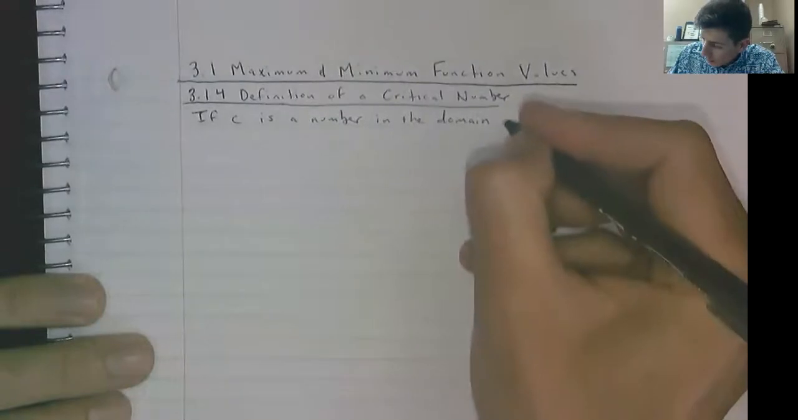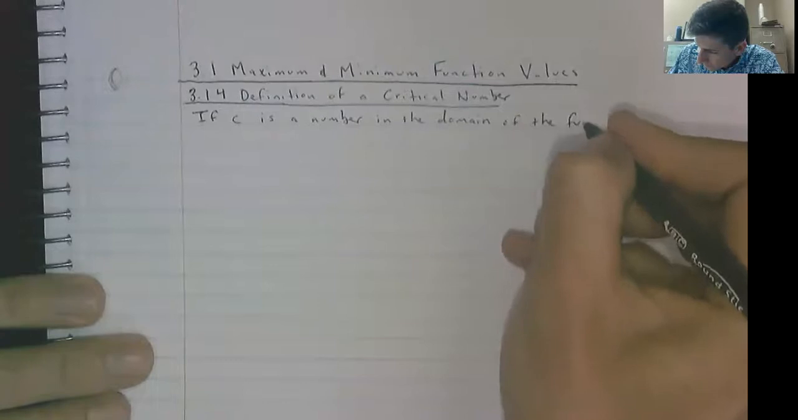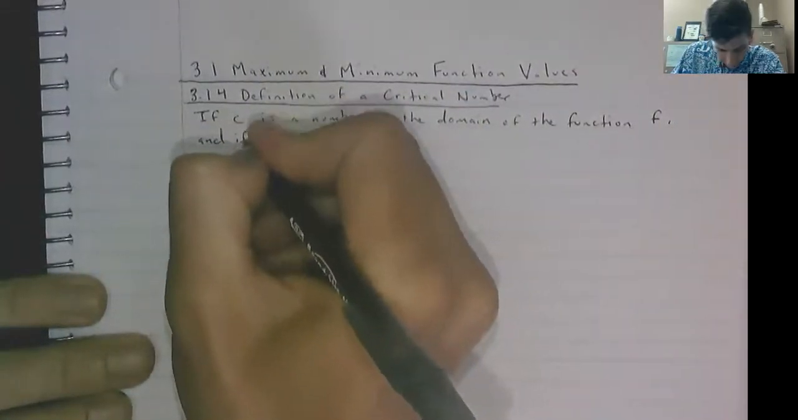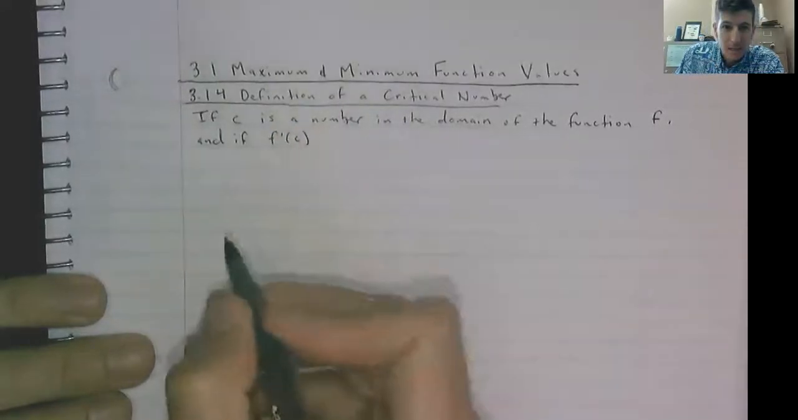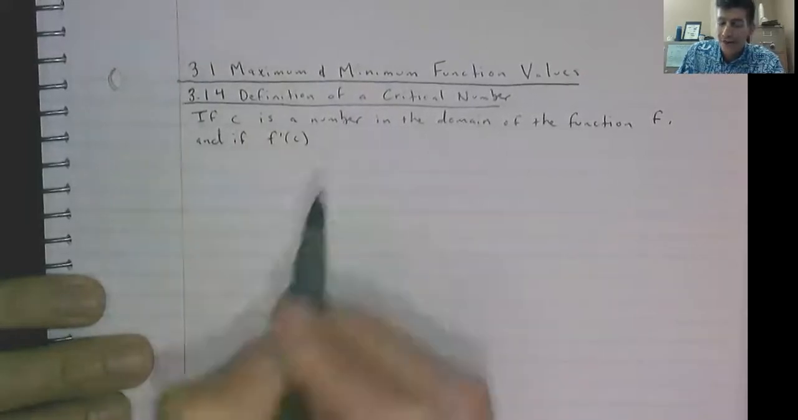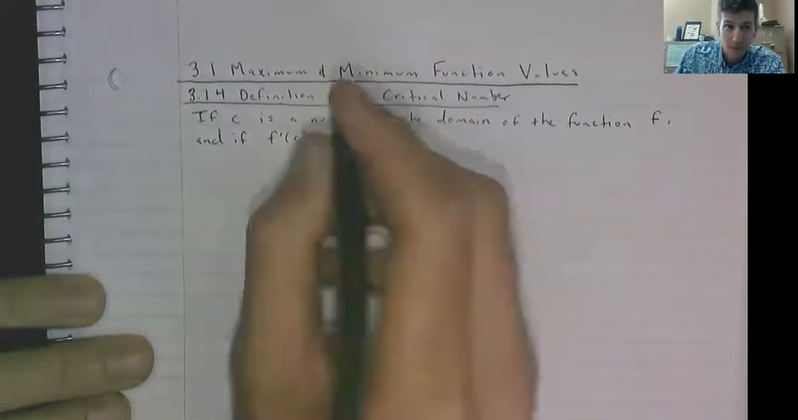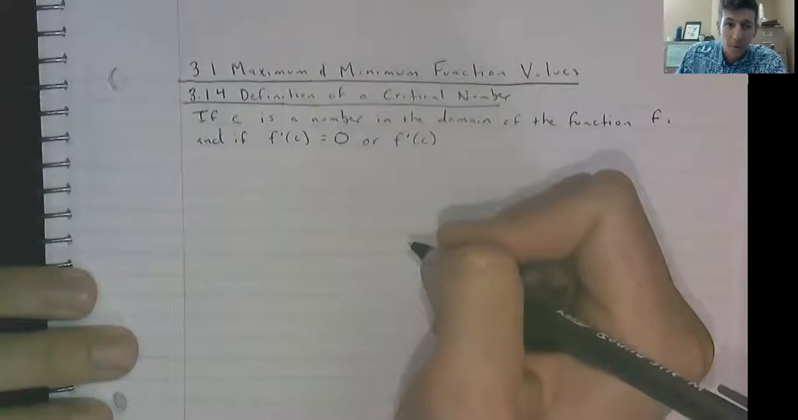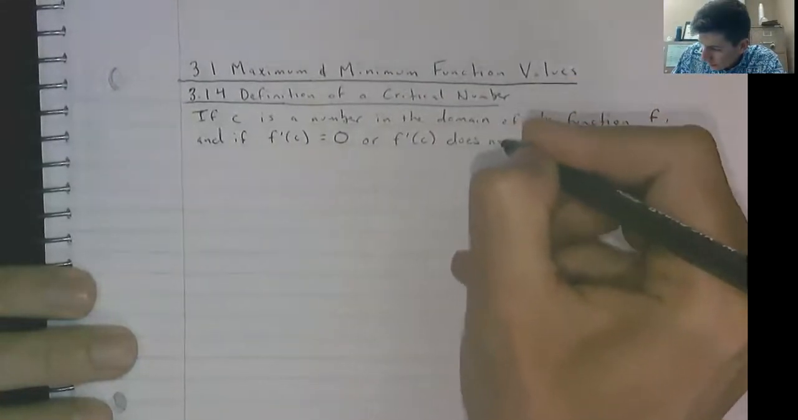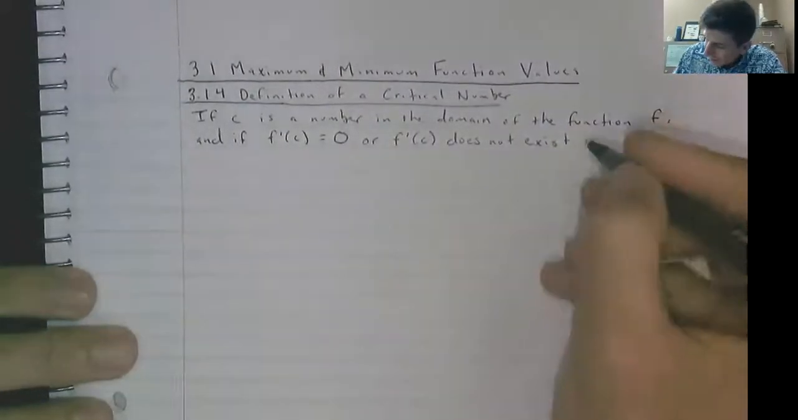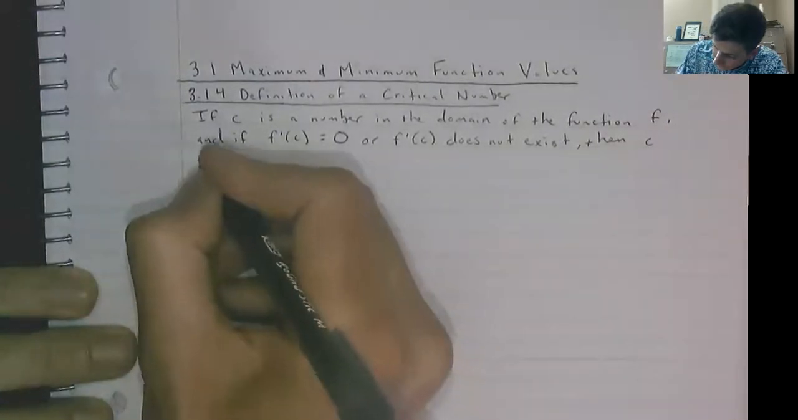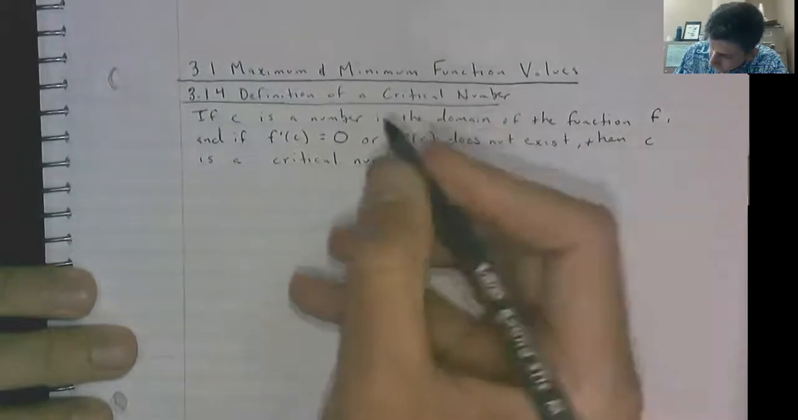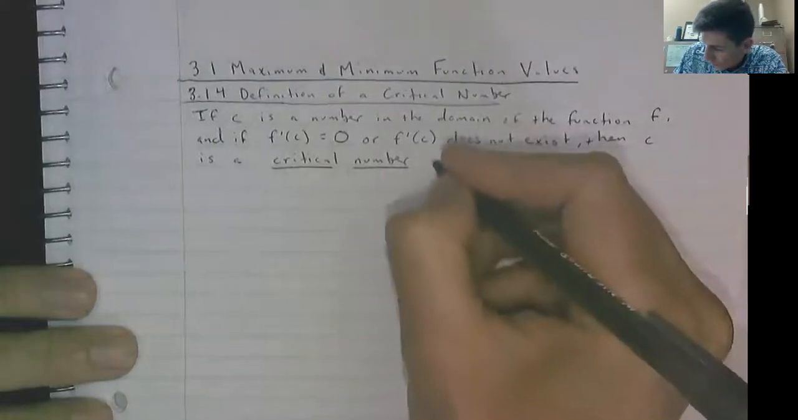In the domain of the function f, and if the derivative of f at c, so c is some number in the domain, and if the derivative of our function at that number c is 0, which should indicate a horizontal tangent, or the second possibility, if the derivative of f at c does not exist, DNE, then c is a critical number of f.